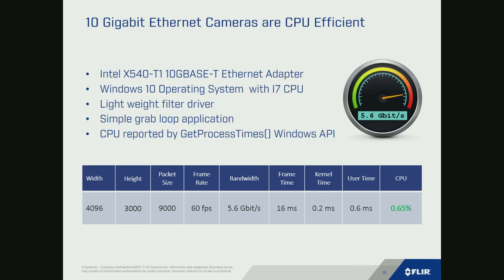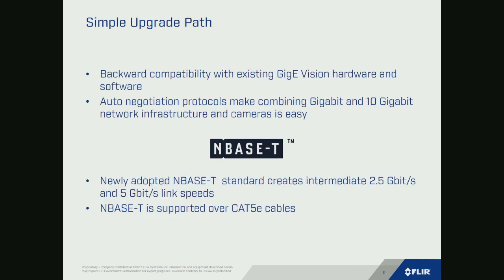However, since then, Moore's Law has come to the rescue, and modern PCs have so much power available that even a 12 megapixel camera running at 60 frames a second, 5.6 gigabits a second of data coming in, to actually reassemble those packets and get the images into memory, uses a little over 0.5% of a Core i7's CPU power. So it's really a non-concern there.